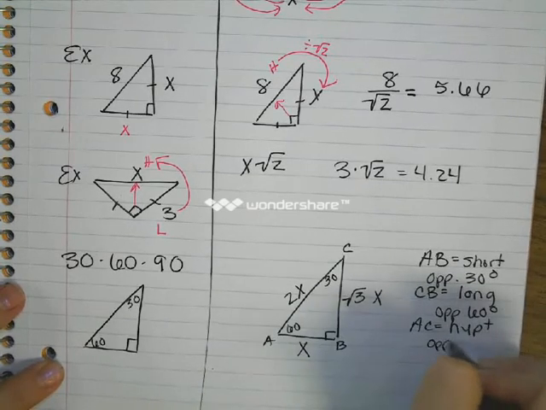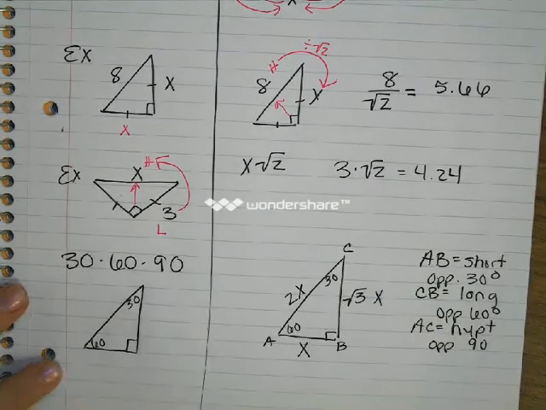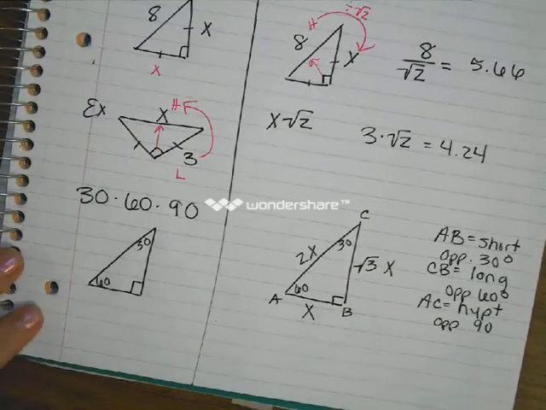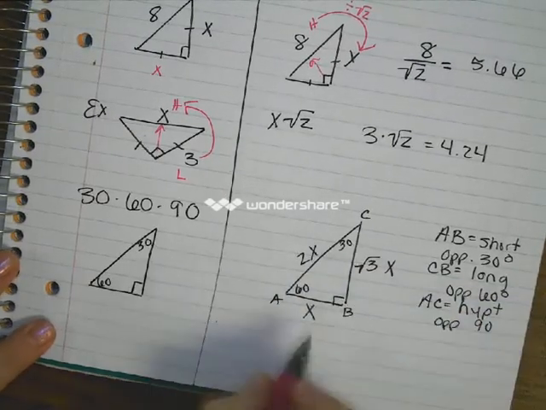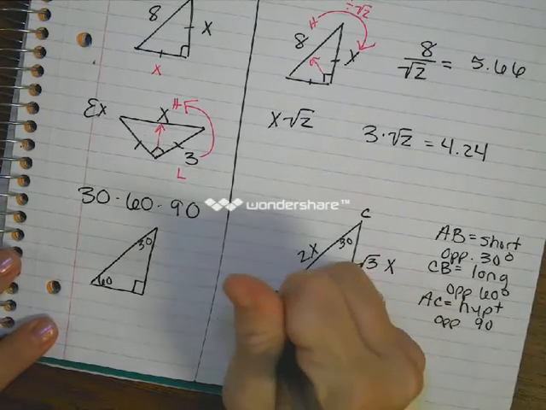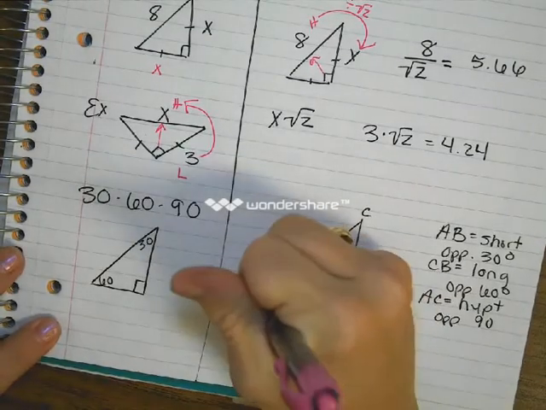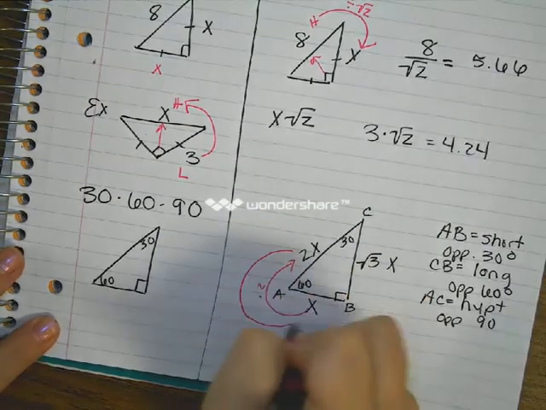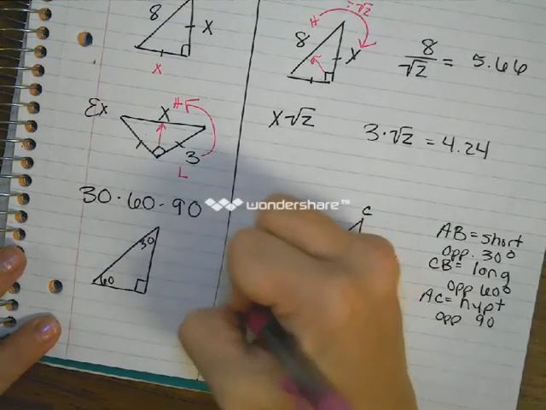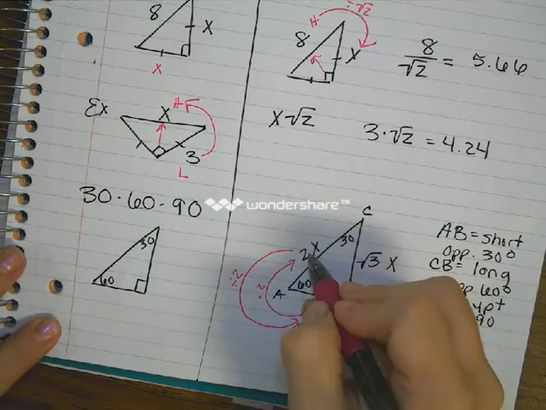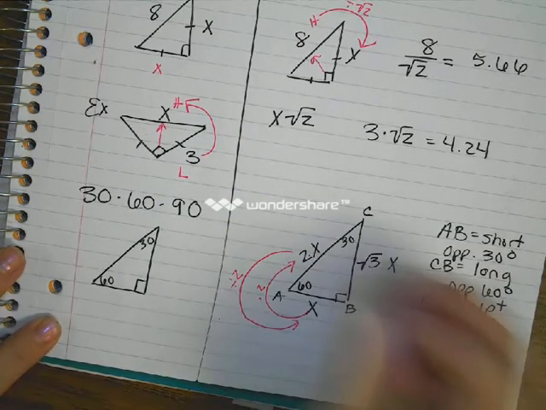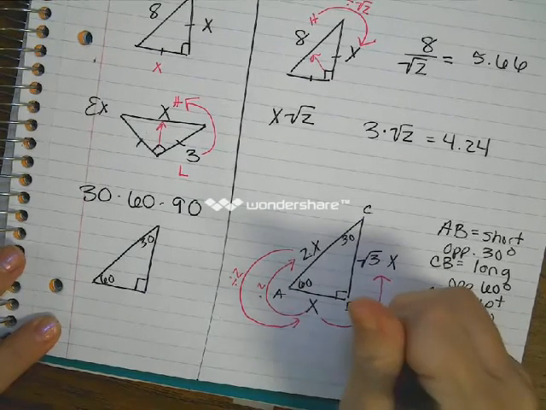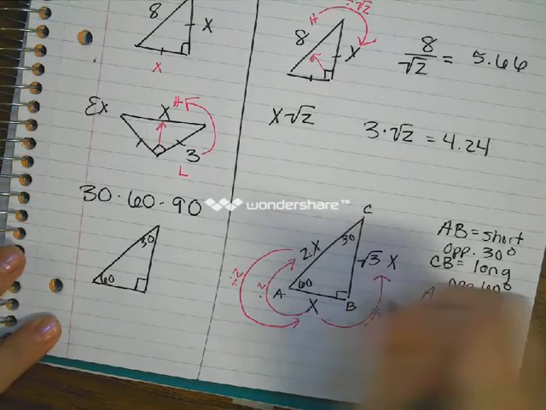Alright, same concept here. Just follow the triangle around. If you have this and you're trying to get to your hypotenuse, then you would just multiply by 2. If you're going the other direction and you're getting smaller, then you would divide by 2. To get from x to 2x, you multiply. To get from 2x to x, you divide. Same thing here. If you're going this way, you're going to multiply by the square root of 3 because you're getting bigger. If you're going the other direction, you're going to divide by the square root of 3 because you're getting smaller.